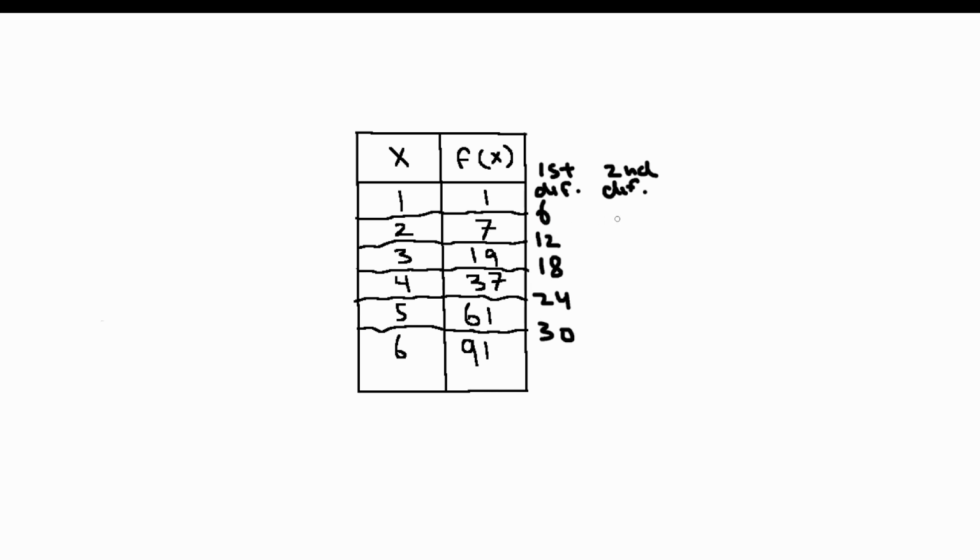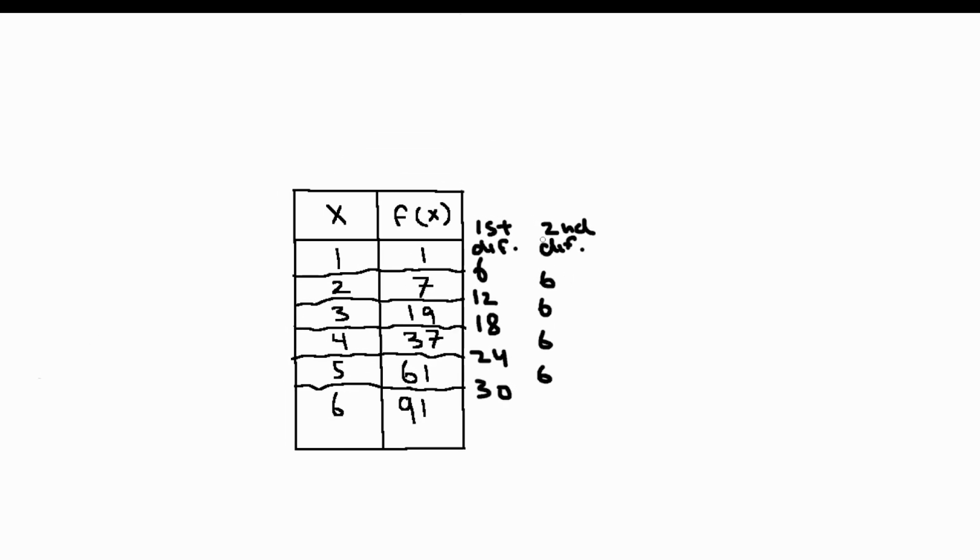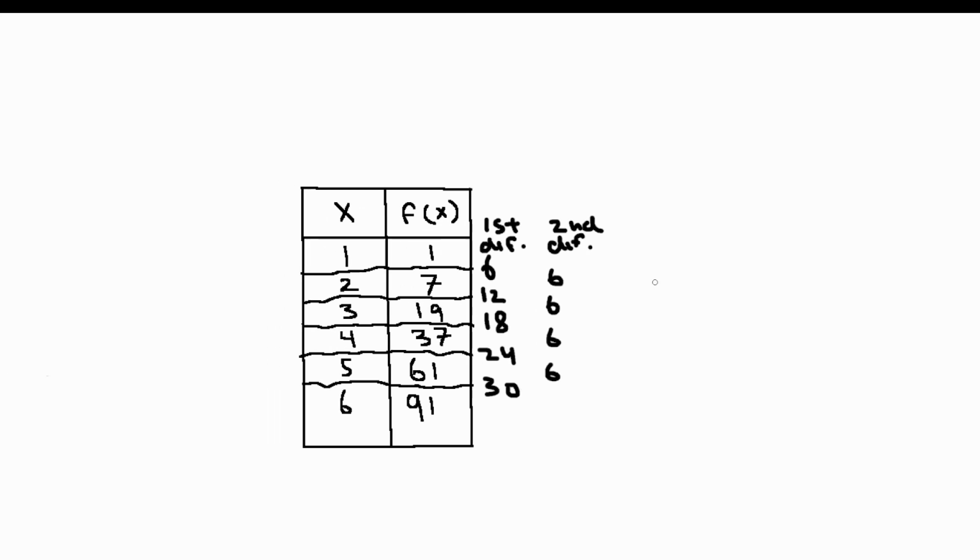So 12 minus 6, that's 6. 18 minus 12, that's 6. 24 minus 18, that's also 6. And 30 minus 24, that's 6. So we have our common difference. We really want to know what the common difference is at the second difference. So when you have a common difference at the second difference, that means you have a second degree polynomial, and it's going to be in the form ax squared plus bx plus c.